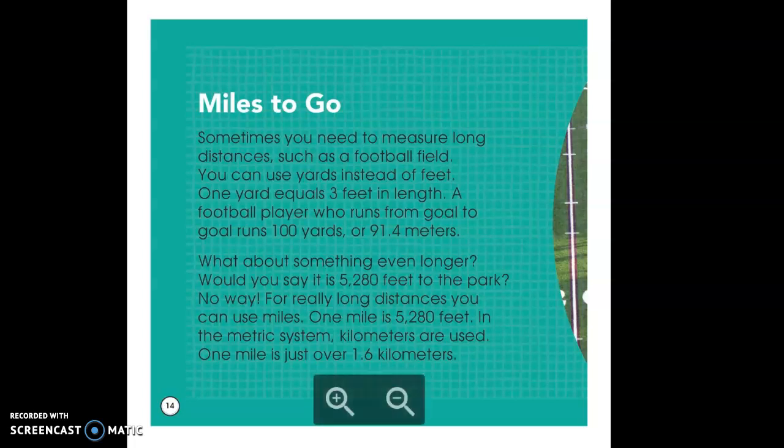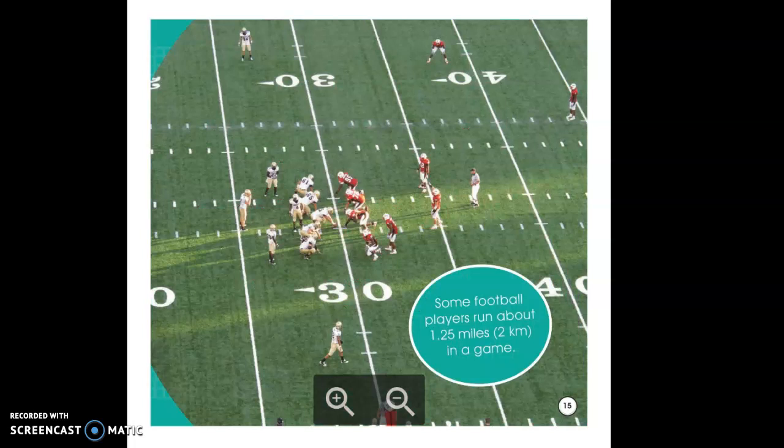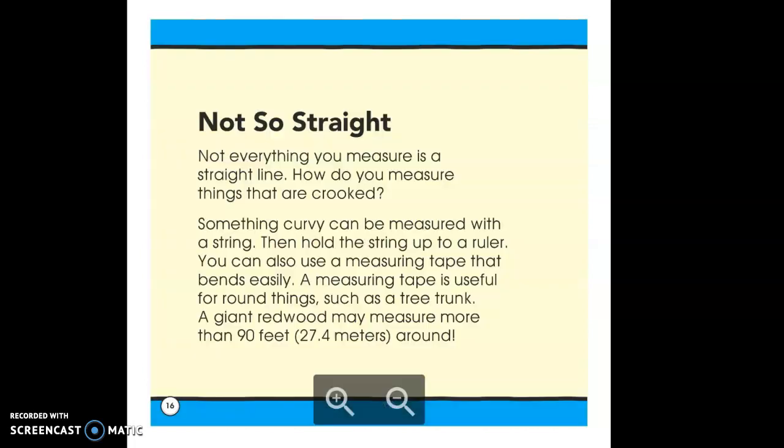So again, these are two different systems, but it just depends. You can compare them and say that a mile is a little bit over 1.6 kilometers, but it's two different systems. Some football players run about 1.25 miles or 2 kilometers in a game.